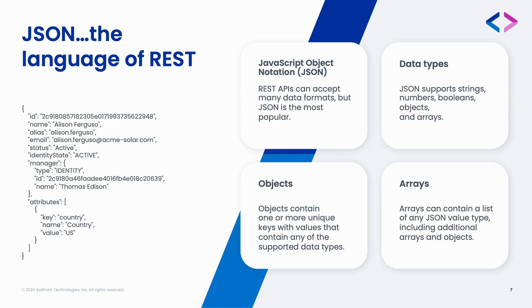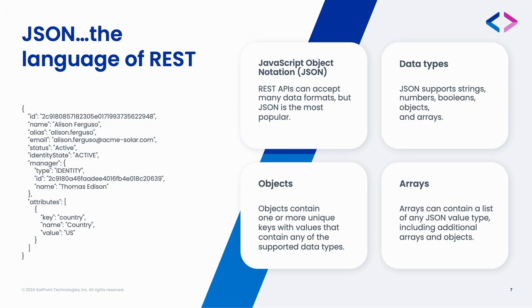So JSON object, that's that big parent object you see. So you see those curly braces, that denotes an object in JSON. JSON objects can have nested objects. So if we look at the example on this presentation, you'll see that the manager is actually another object, and manager has a type, ID, and name.